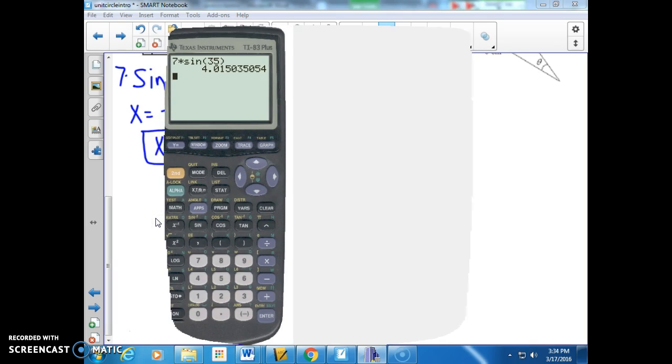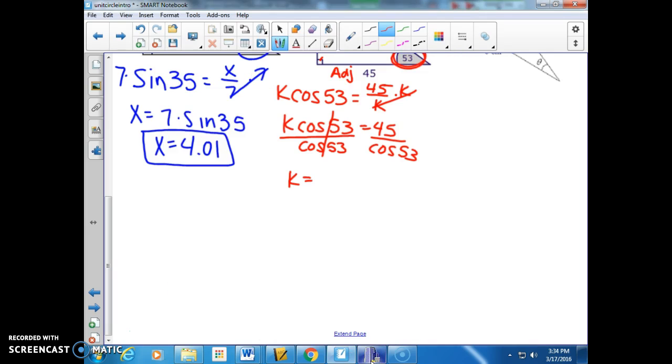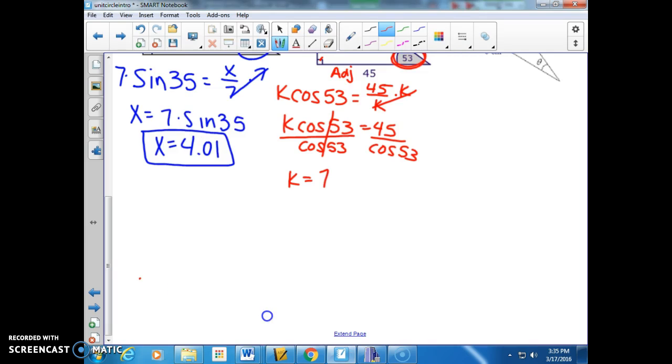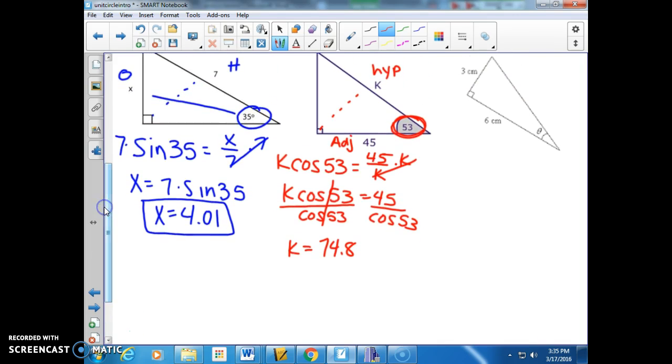Oh, my calculator's doing weird things. When I say 45 divided by the cosine of 53, for some reason it's disappearing. Once I put it in degree mode once, I didn't have to put it back. This one's 74.8. Okay, K is 74.8. And I'm going to make sure that that makes sense. It's bigger than 45, which I expect because it's a hypotenuse. So that does make sense to me.